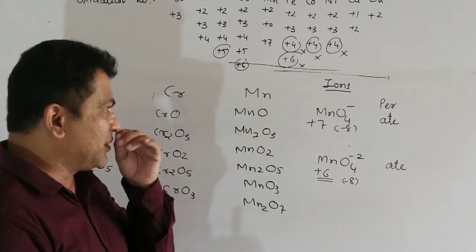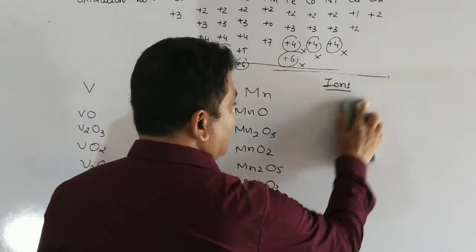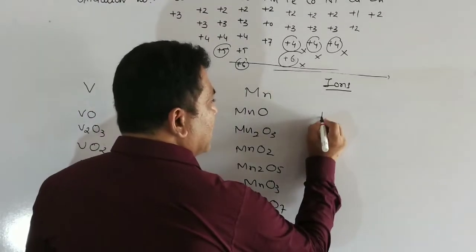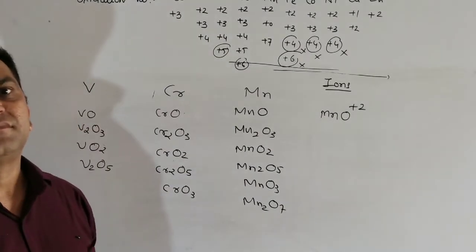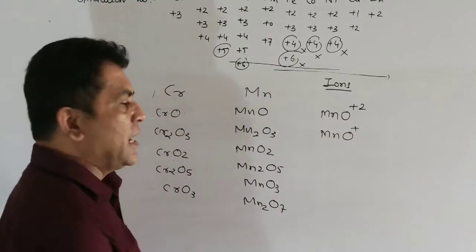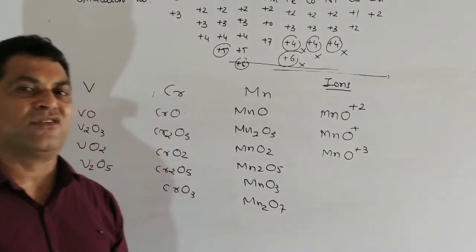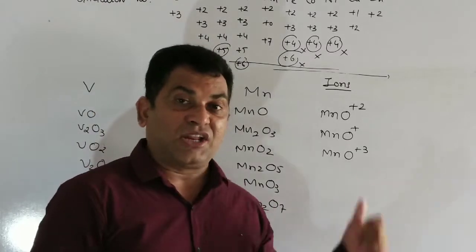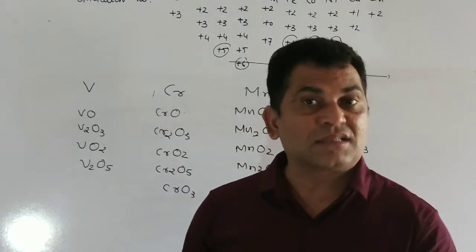I hope that you understand this. Here we have discussed negative ions, but we can also discuss some positive ions. So MnO plus 2 might be possible, MnO plus also possible and MnO plus 3 also possible. Here the question arises: can such ions be formed? Maybe positive ions exist in nature. We can make them artificially, but can they remain stable in nature or not? That is the important question.